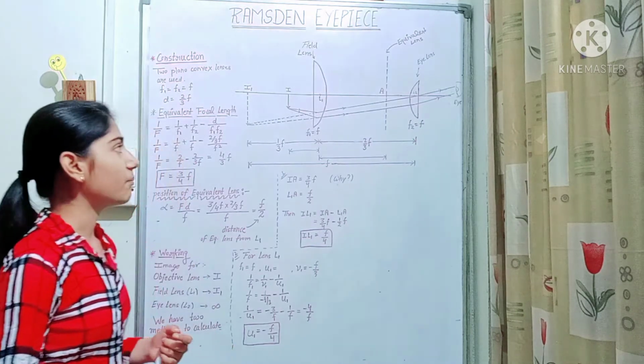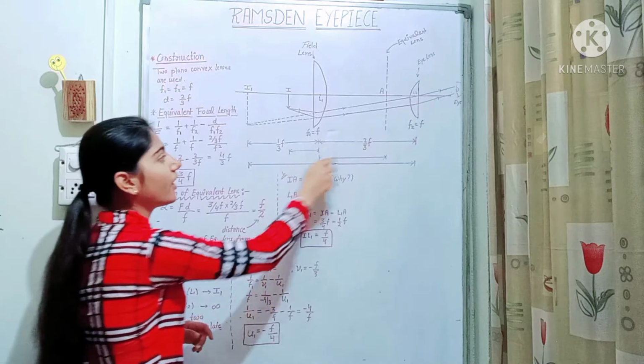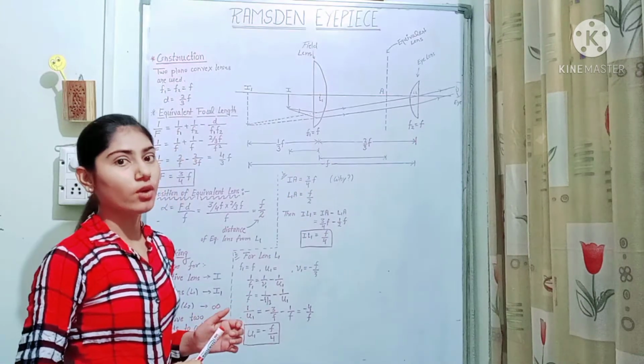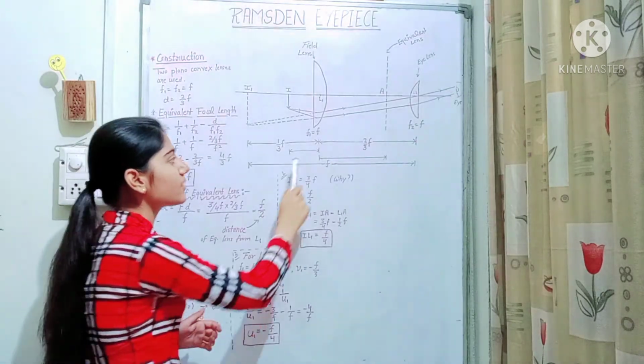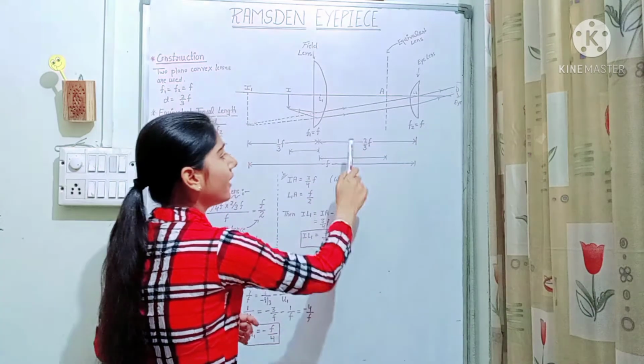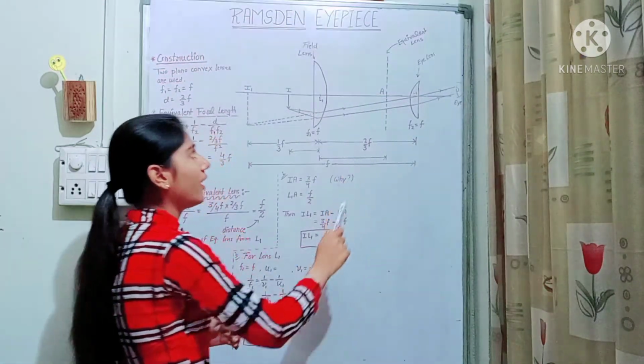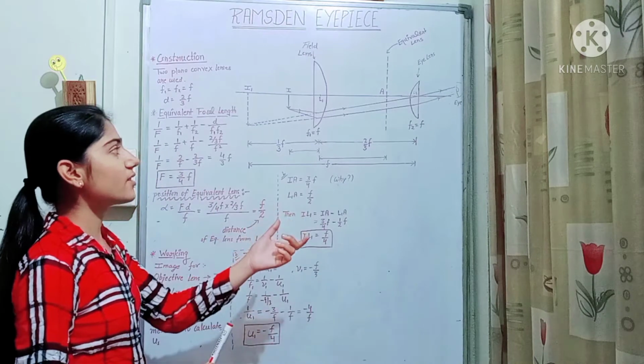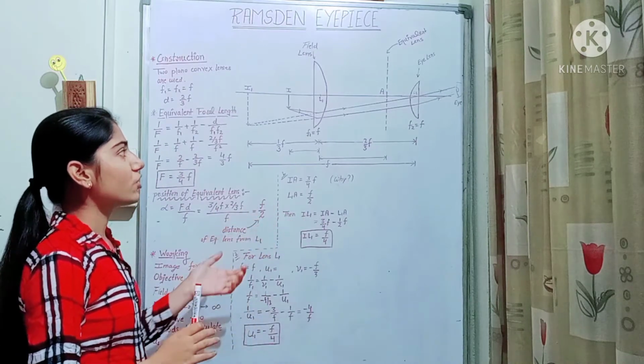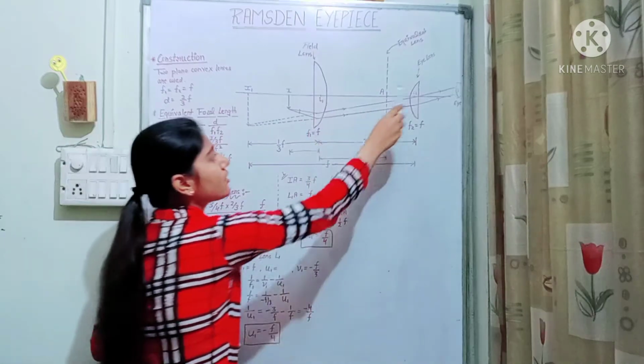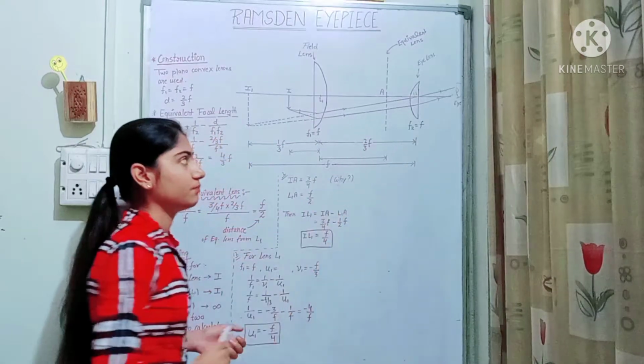In the Ramsden eyepiece, two plano-convex lenses of equal focal length are used, and the distance between these two lenses is taken as 2/3 f. These two lenses are situated such that their curved surfaces are facing each other.